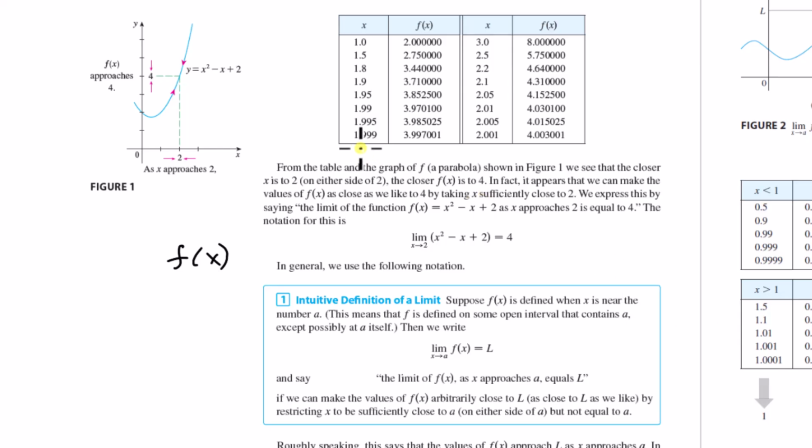We can plug in 1.999, a trillion nines, into the function, and we're going to get a value. We could plug in 2.000, a trillion zeros, 1, into the function, and we're going to get a value as close as we like, as long as we're not literally at a. We're not literally exactly at 2. Okay, and so that's what they're talking about here in terms of f of x needing to be defined when x is near the number a. Okay, but we can also notice, though, why does it say this is an open interval that contains a?